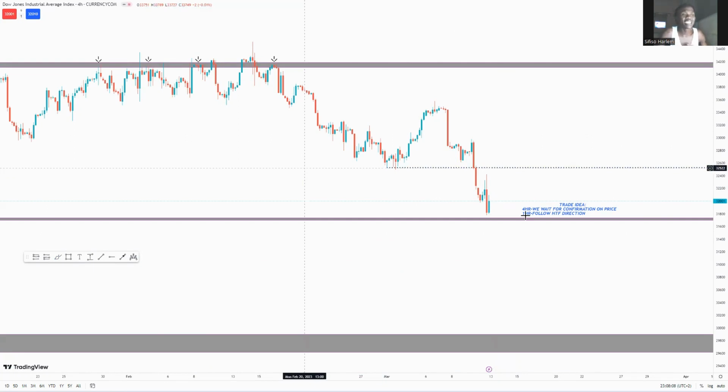So my trade idea is we wait for confirmation on price. I don't have a confirmation. I don't know what's happening at the moment. I'm waiting for price to show me what will happen, and that will be it. You feel me?